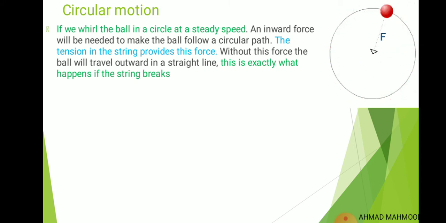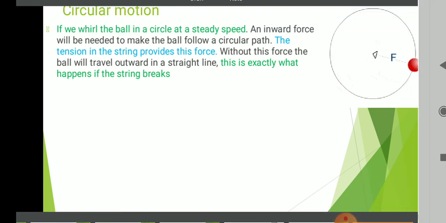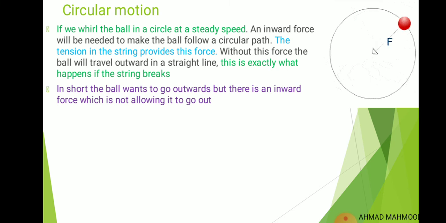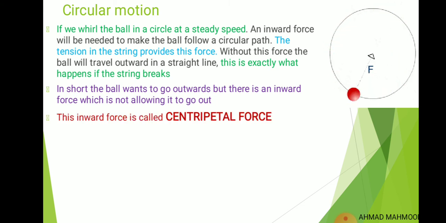If the string breaks, the red ball will go outward. So there is some inward force which is not allowing it to go outwards. It wants to go outwards, but there is an inward force which is not allowing it. That inward force is called the centripetal force. In short, the ball wants to go outwards, but an inward force does not allow it to go out. This is called the centripetal force.